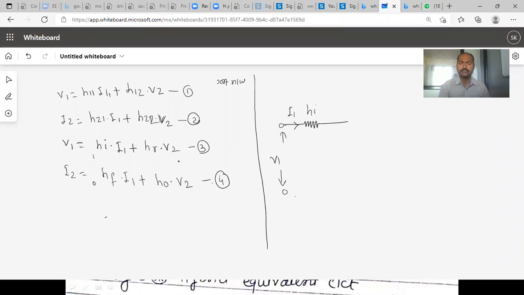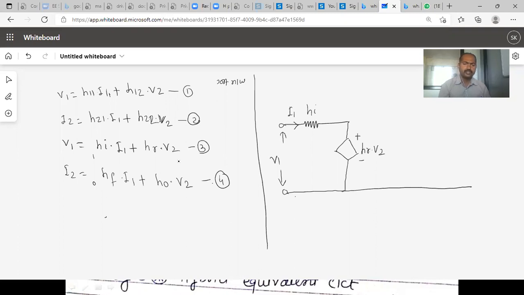So this voltage ratio is multiplied by these things, so this should be multiplied by this thing. It is a voltage source, that's why it has a plus minus sign. This is nothing but HRV2. These are the things with respect to input.